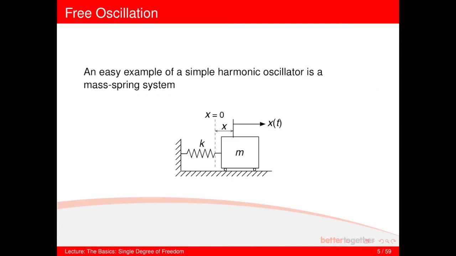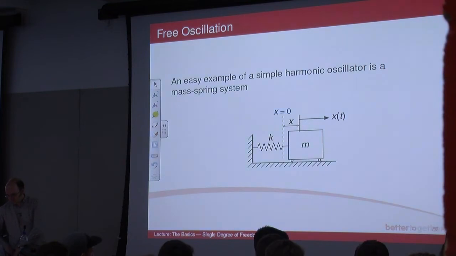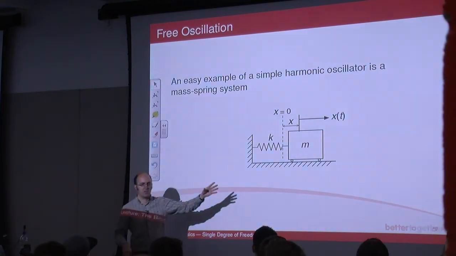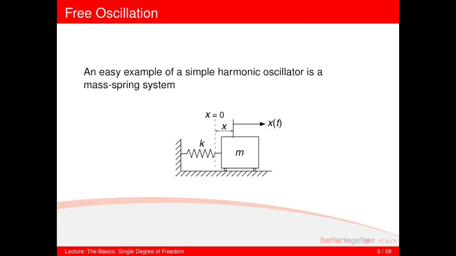A simple example of such a system is this mass spring system, with mass m and a spring with stiffness k. When the mass is at x equals 0, the spring is in its equilibrium position, but when it's deflected by a distance x, the mass will oscillate backwards and forwards. So, free oscillation. You deflect the mass, you let it run, and it goes backwards and forwards forever, following that equation of a sinusoid.